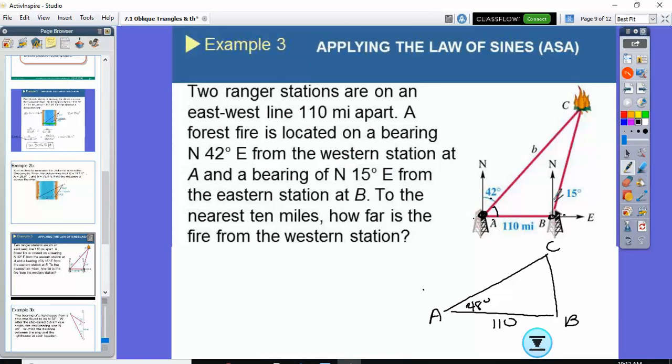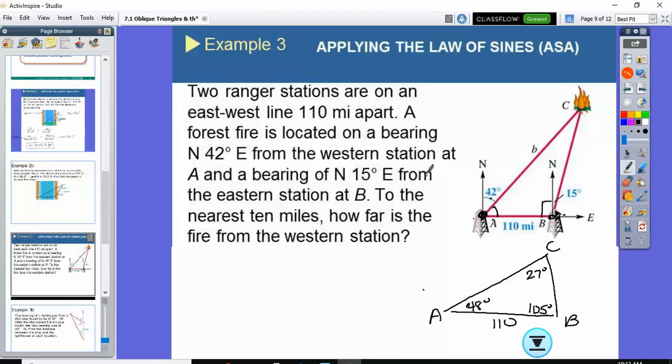Then over here, this portion is a right angle because it's north, south, and east, west. So if you add your 15, 90 plus 15, we get 105. Then we could find our third angle, 180 minus 105 minus 48. And what do we get? 27.